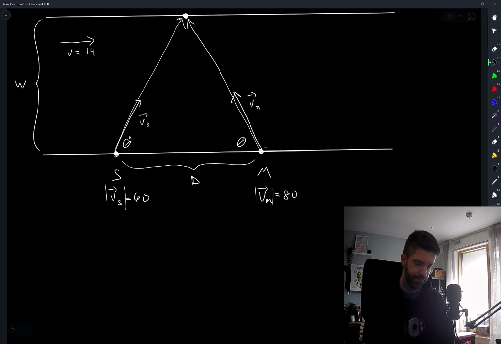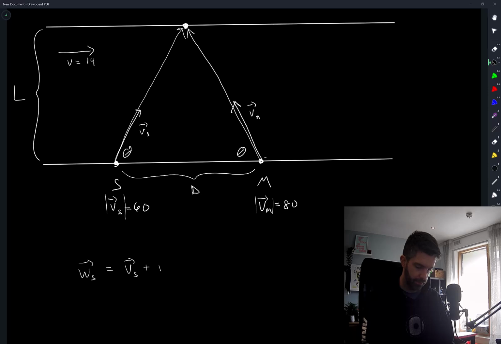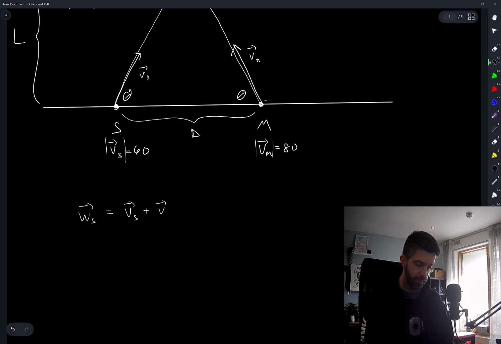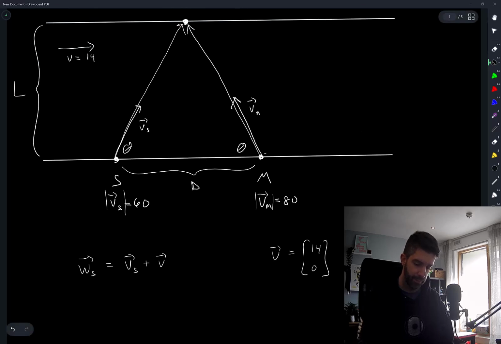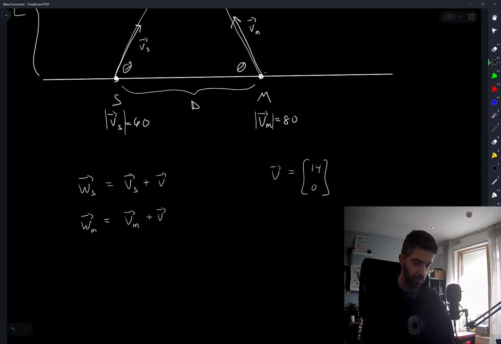So let's say I'm going to relabel this as L because I want to use WS as VS plus V, where V is the speed of the water. According to the convention I've got, the way I've written the diagram, the vector V is (14, 0), and the actual velocity that Melanie travels at is going to be like this. So we don't know VS.